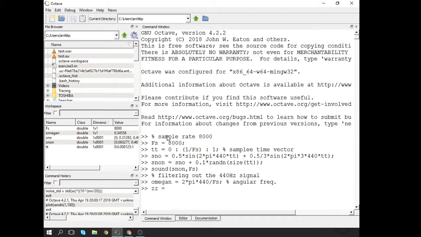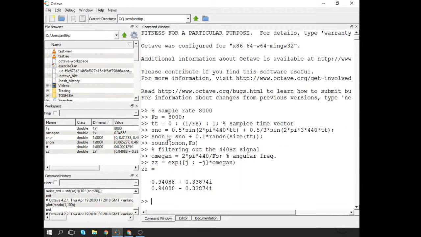So my zeros are actually exponential of plus j, minus j, so a complex conjugate pair, times the angle omega n. There. So those are the coordinates. Quite close to the angle 0.